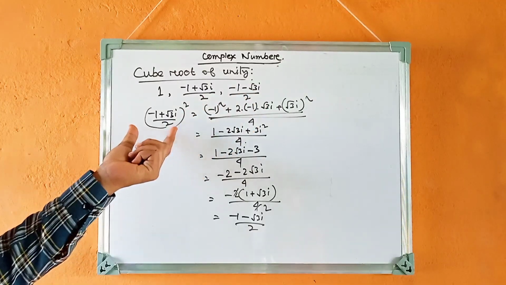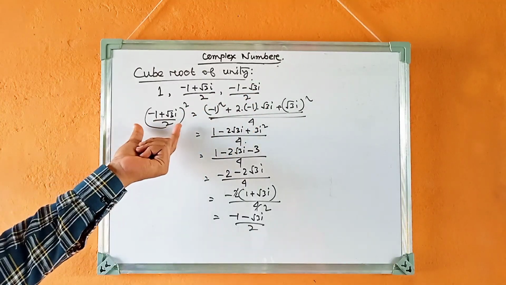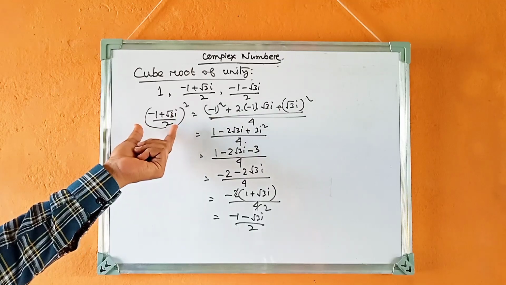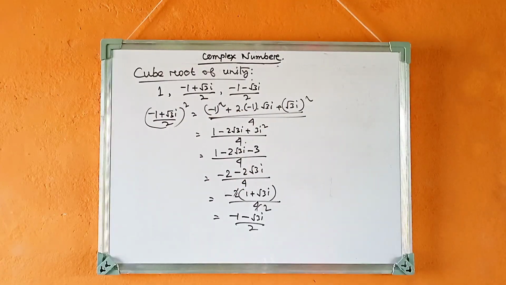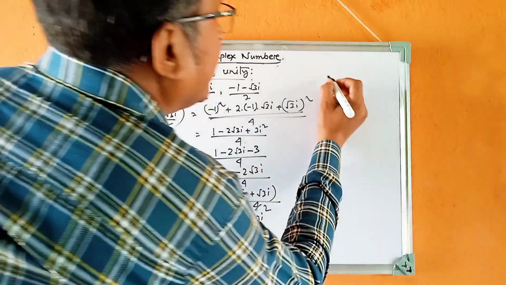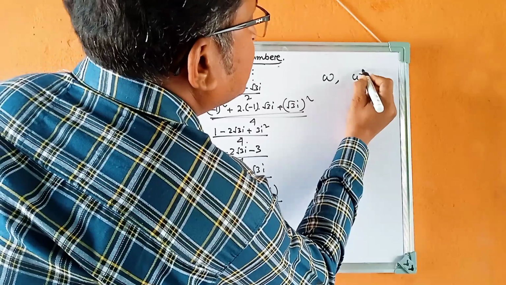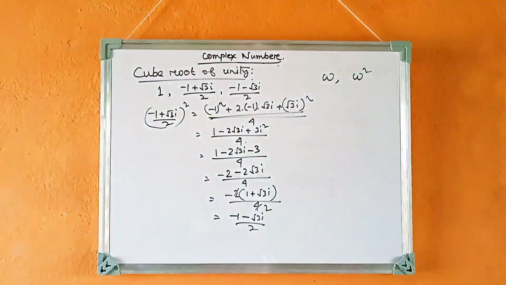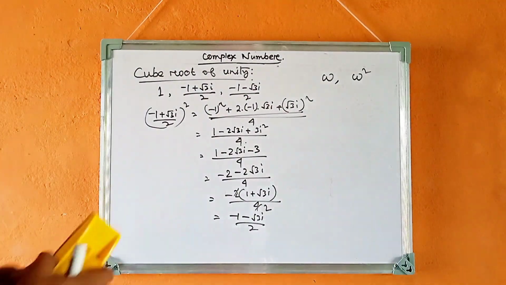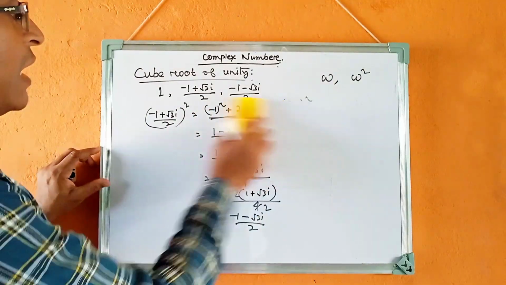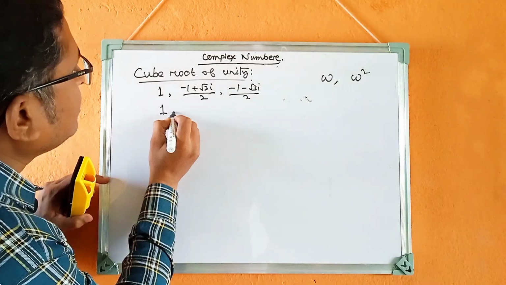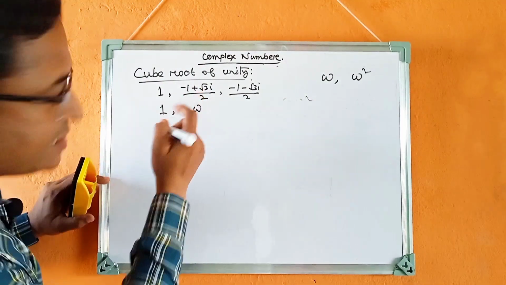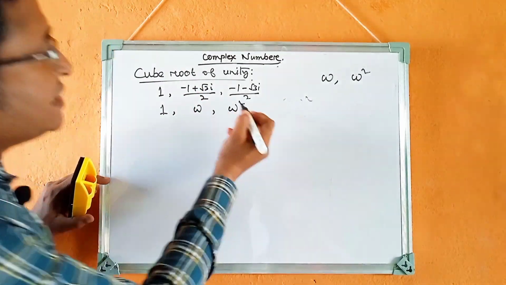So it is clear that if we square one complex root, we get the other root. So let us assume the first complex root be omega, then the second complex root is omega square. So it is clear that the three roots are 1, this one we take omega, and the third one is omega square.